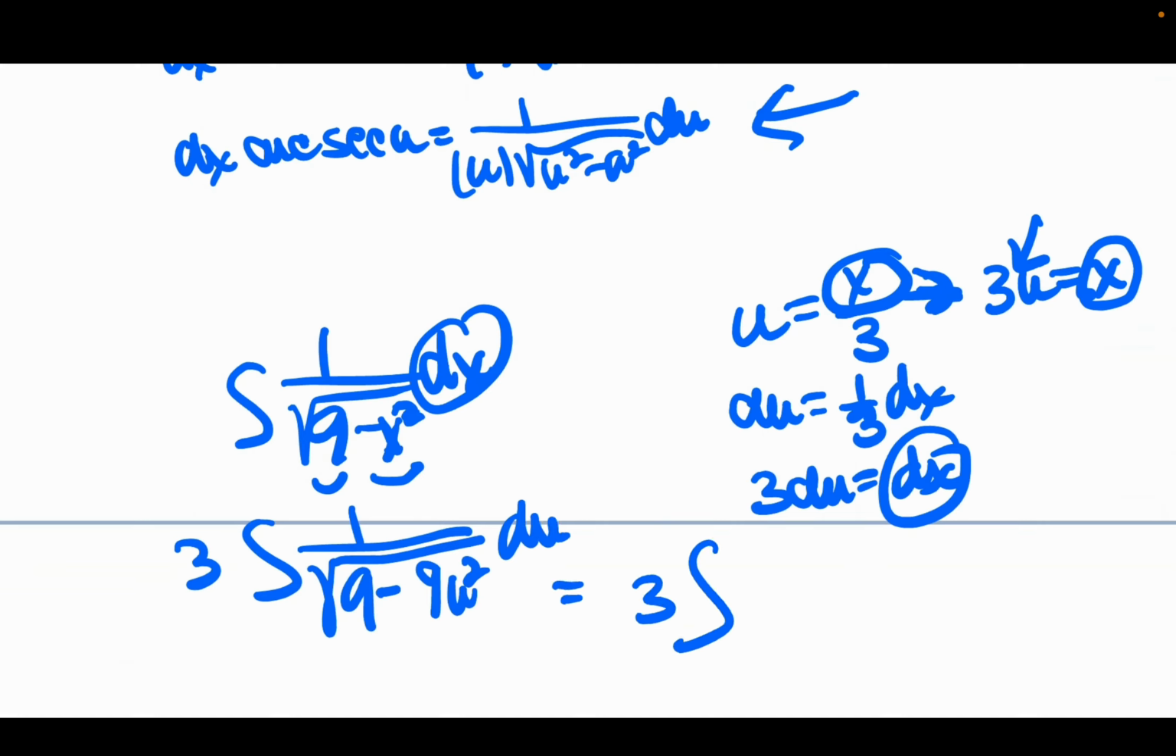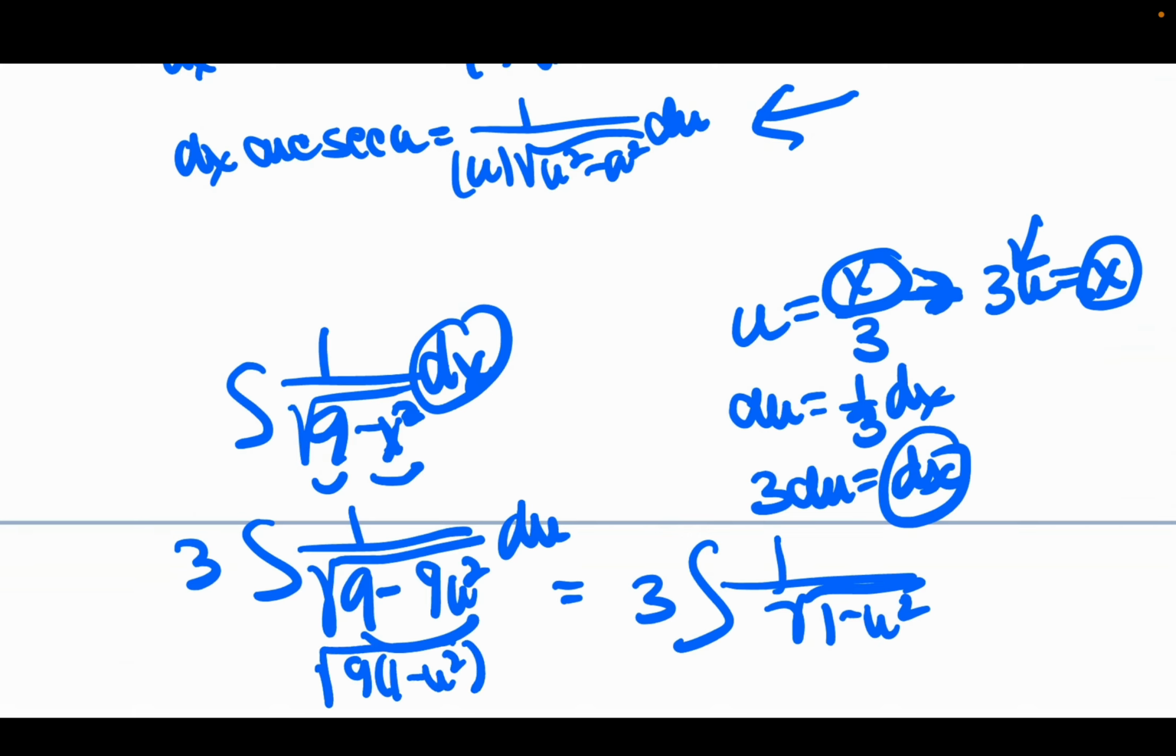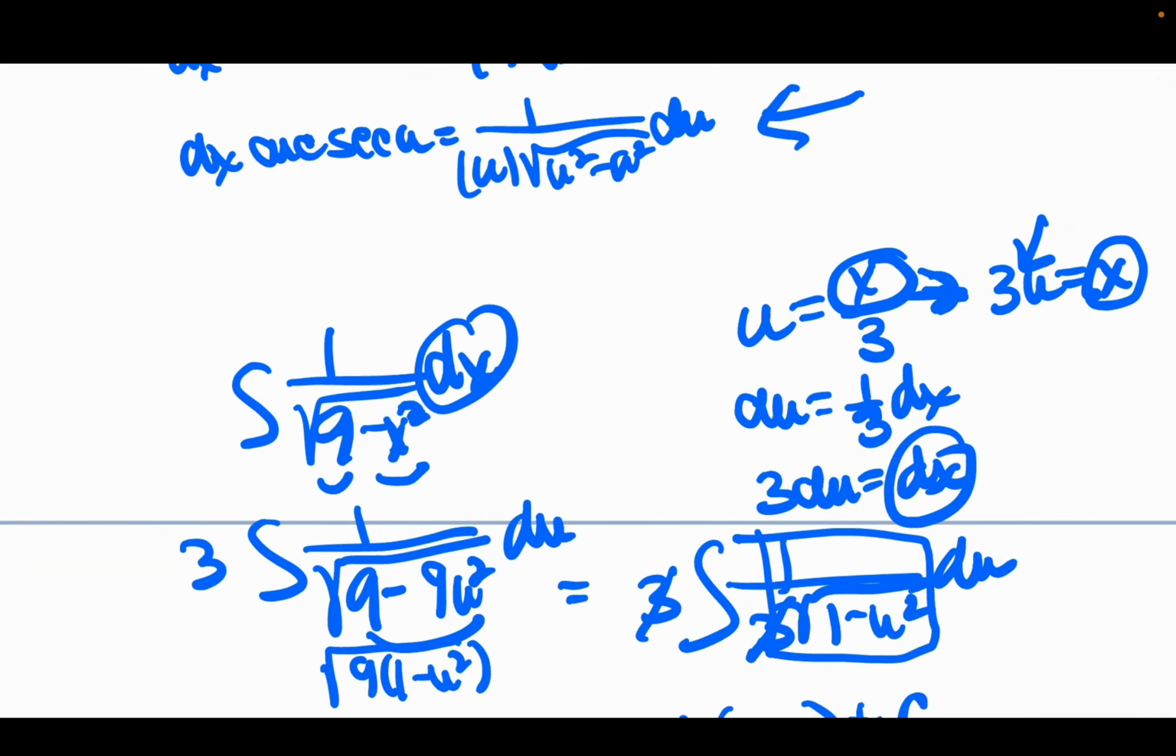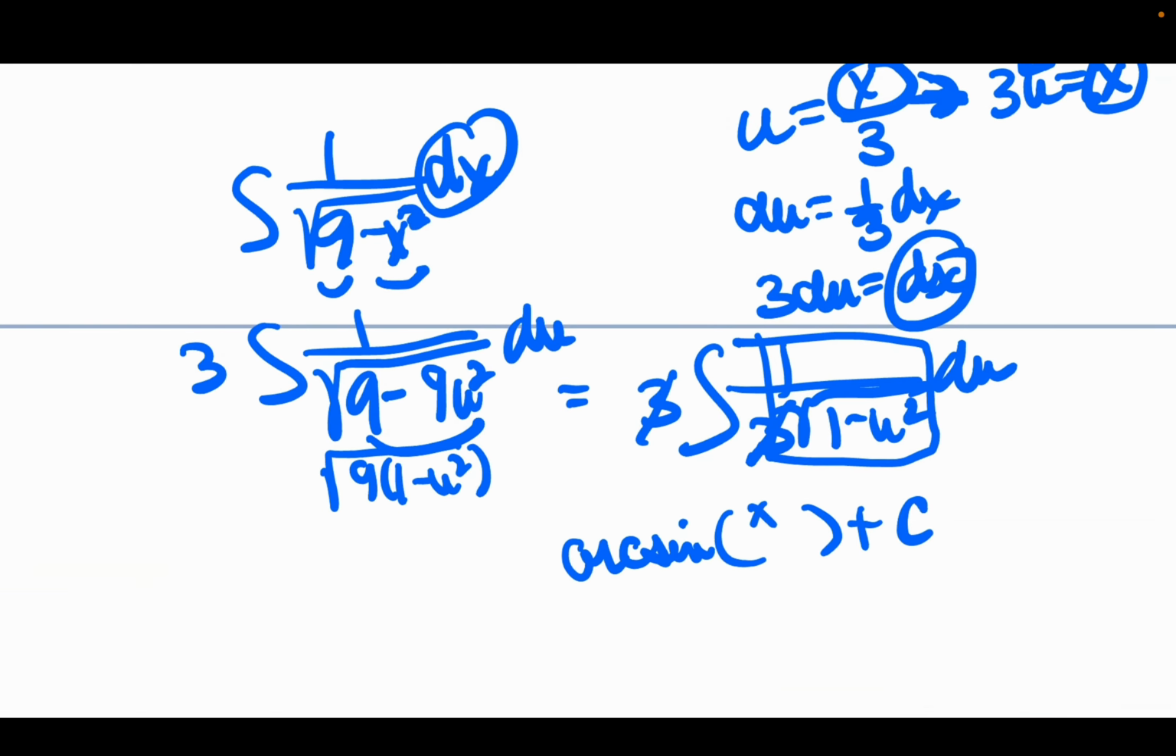So I have 3 times the integral of 1 over. I can take out this 9 and leave 1 minus u squared, and the square root of this 9 that I'm factoring out is 3. These cancel, and then you need to be able to recognize this. The antiderivative of that is arc sine of u plus c, and u was x over 3.